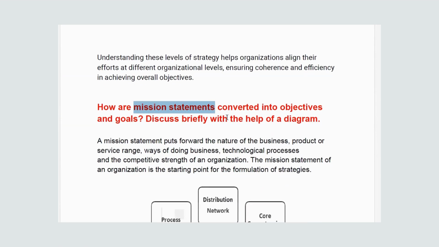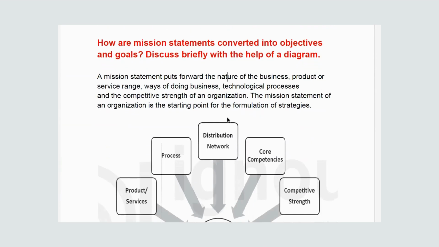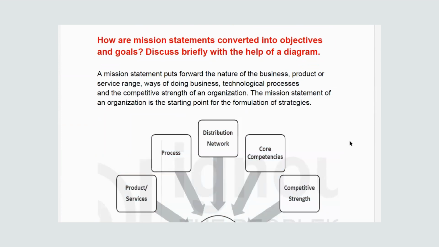Okay, so mission statement, what it is: it puts forward the nature of the business, what kind of business or what product or services an organization provides, and what kind of business is happening in an organization. All these kinds of things are included in a mission statement. So a mission statement is a starting point for the formulation of strategies. To form a strategy, the first and foremost thing needed is a mission statement.